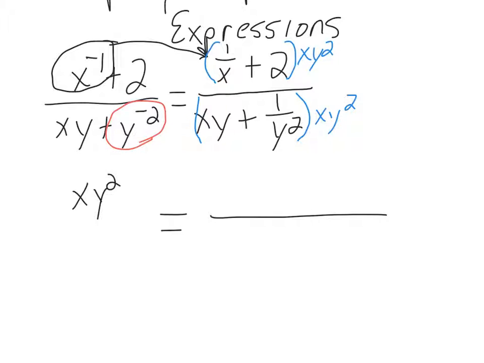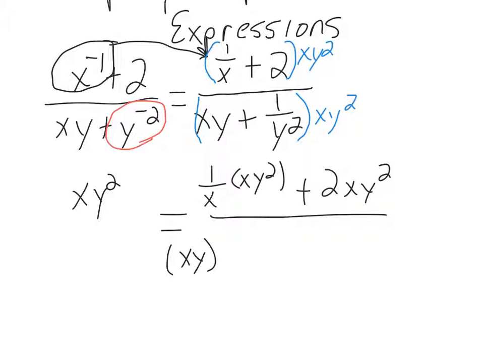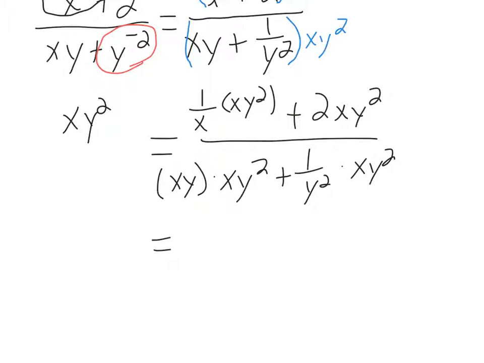x times x y squared, which will be 1 over x times x y squared, plus 2 times x y squared. In the denominator, x y times x y squared, plus 1 over y squared times x y squared. This will help us reduce or eliminate our fractions in the numerator.